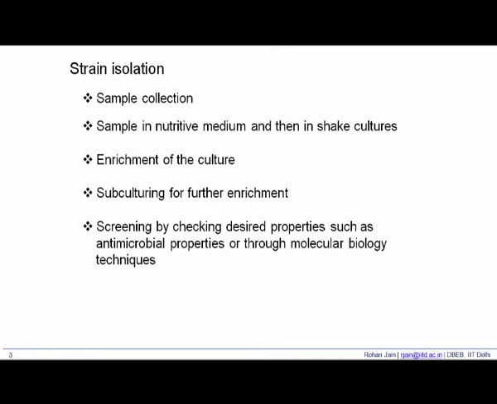After that, you check that the microorganism is producing, through antimicrobial properties, through killing other microorganisms X2, or through the product, whatever it is producing, you can check whether this product is the one that you want or not. And then you can also look at the molecular biology techniques like sequencing.